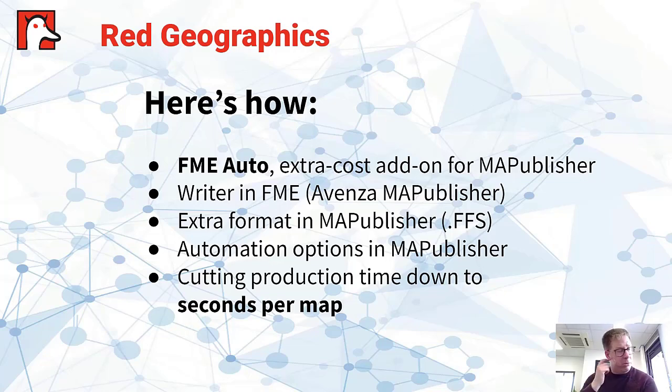So we take that FME Auto plugin, and then we combine it with existing automation options that are already in MAPublisher. And by doing that, we can cut production time on those maps in some cases down to seconds. It depends on the complexity of the map, and they may not always be print-ready maps after a couple of seconds, but it saves you so much time. Not only time, but it also saves a lot of tedious work, like importing a couple of layers from a database and making sure that they're in the right order, and I have to repeat that for 100 maps. It becomes a drag.